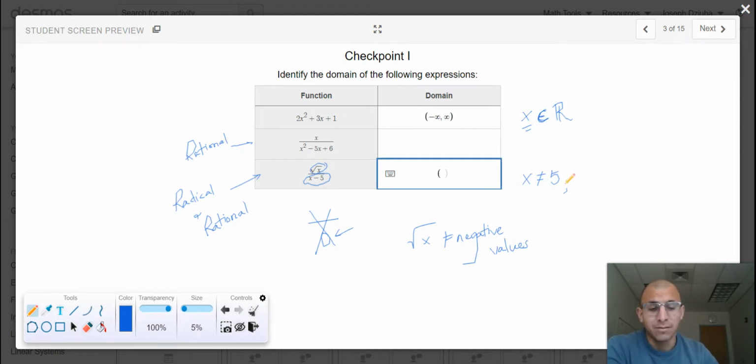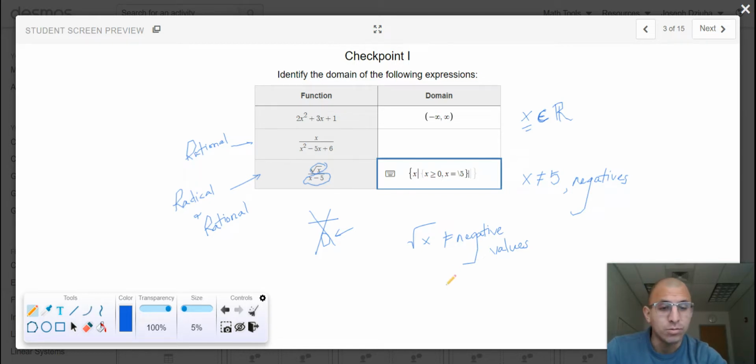So if it can't take negative values and it can't take the specific value of 5, we would want to say that x must be greater than or equal to 0, but x can also not equal. Nope, that doesn't work either. So we'll do this: x and then a /5.